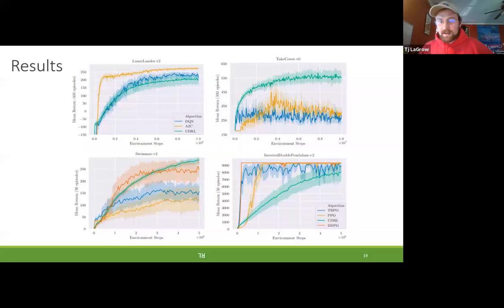The upside down reinforcement learning here, as they claim, is competitive or outperforms the traditional baselines on all tasks except for the inverted double pendulum. Here, they use the environments with both low and high dimensional visual observations. So with lunar lander, that's considered a lower dimensional observation, whereas take cover is a higher dimensional one, and both discrete and continuous valued actions.